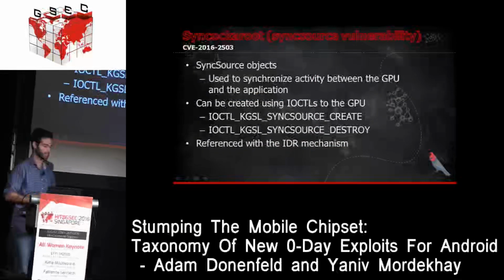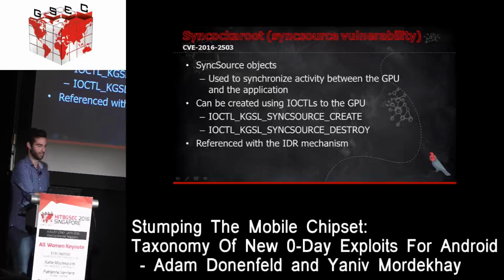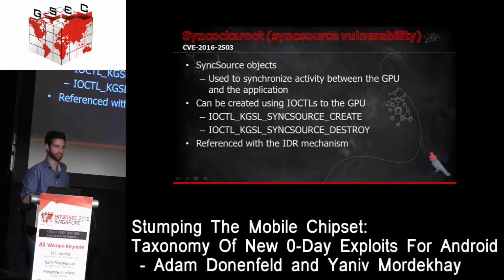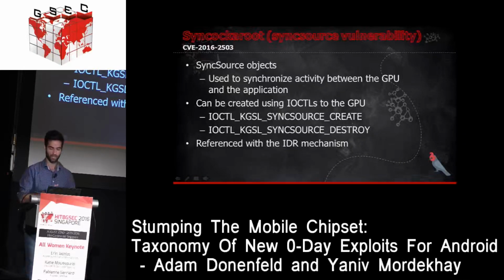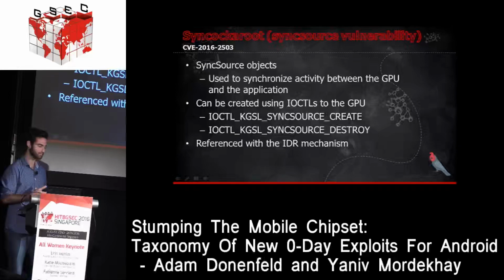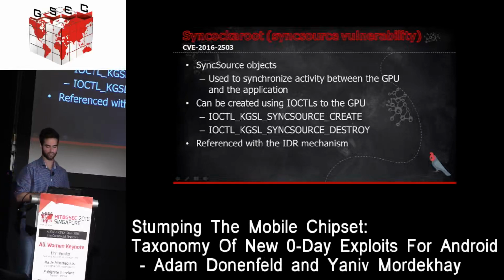And with this in mind, time to introduce you to syncockerroot. Syncockerroot is a vulnerability in an object called syncsource. The object is used to synchronize between the GPU and the currently running applications. Applications don't use it themselves. It is usually wrapped by other graphic engines like OpenGL and soon by WebGL 2.0. Now, we don't have to know a lot about this object to understand the vulnerability. All you have to know is how to create and how to destroy them. And this is done by issuing two ioctls, IOCTL_KGSL_SYNCSOURCE_CREATE and DESTROY.